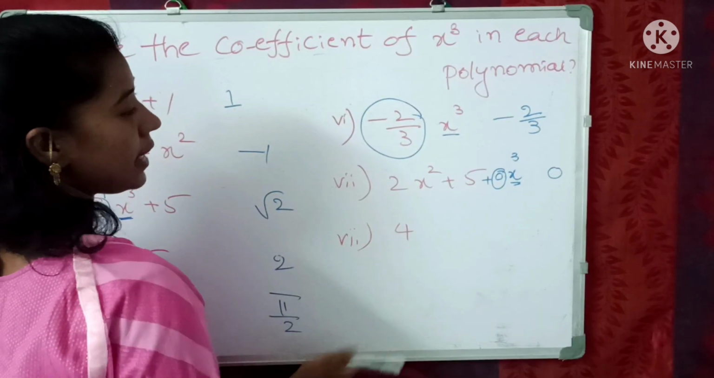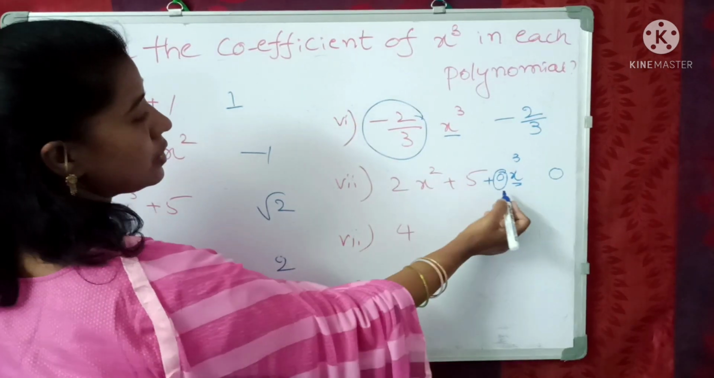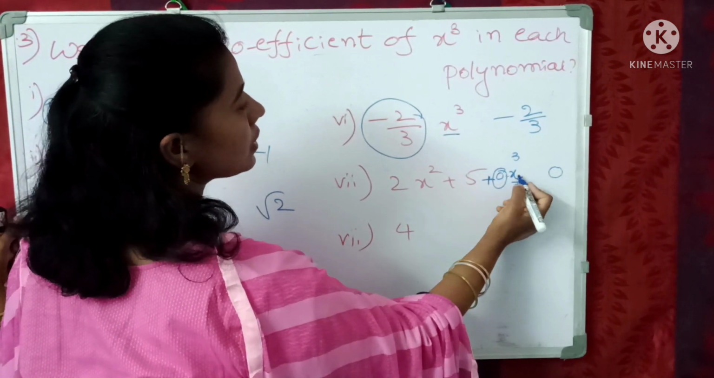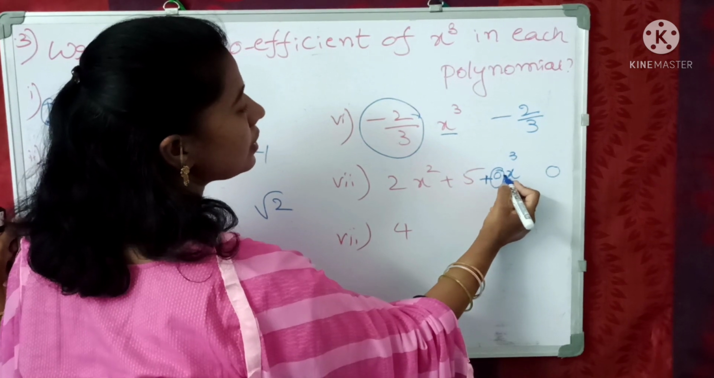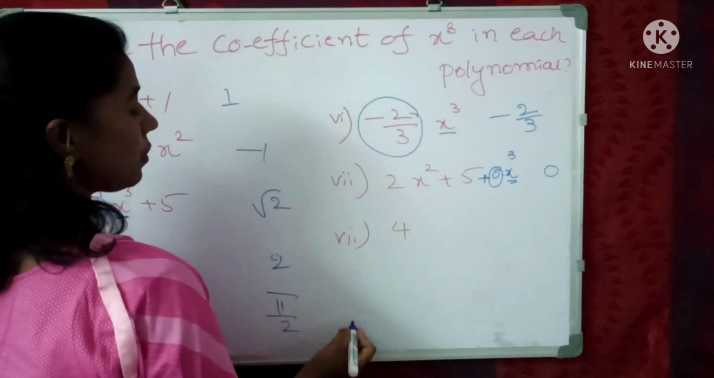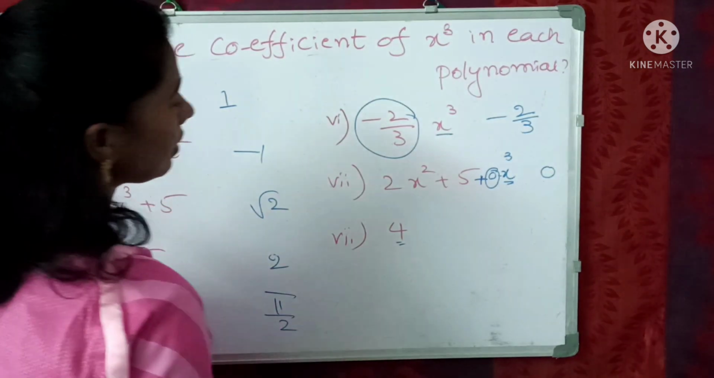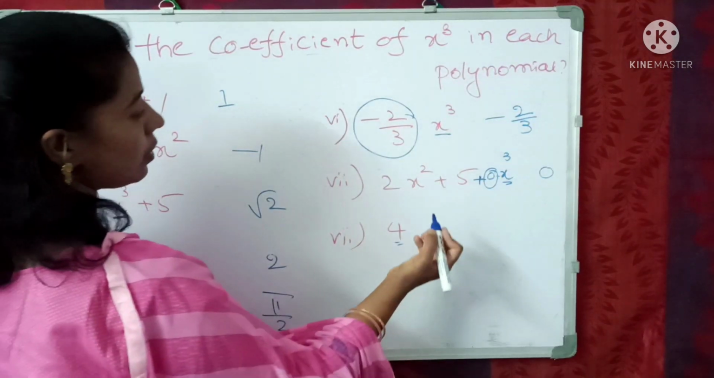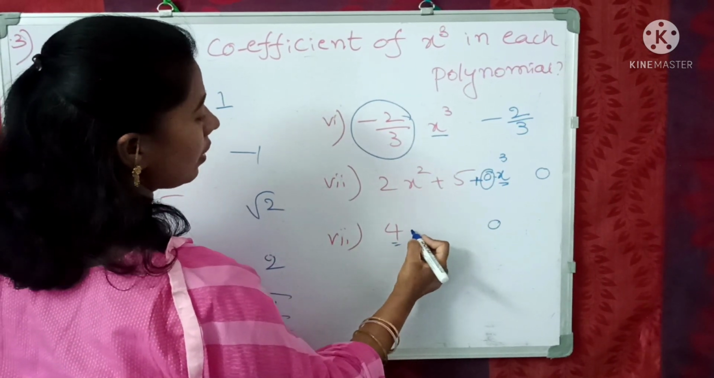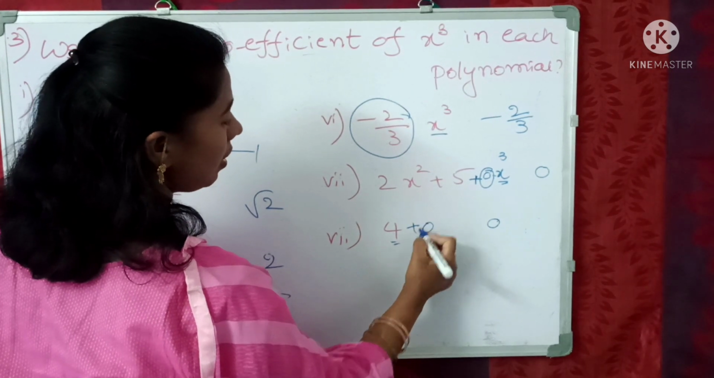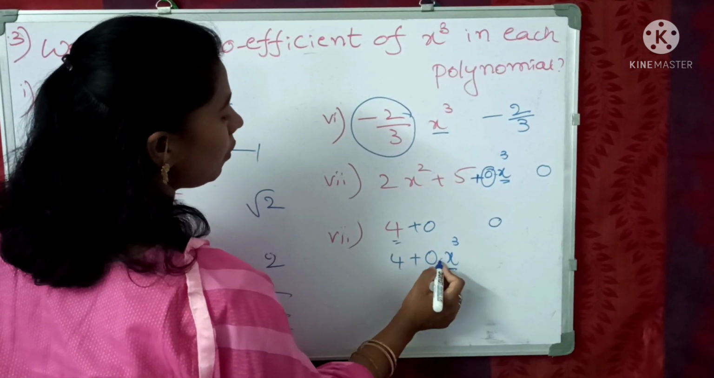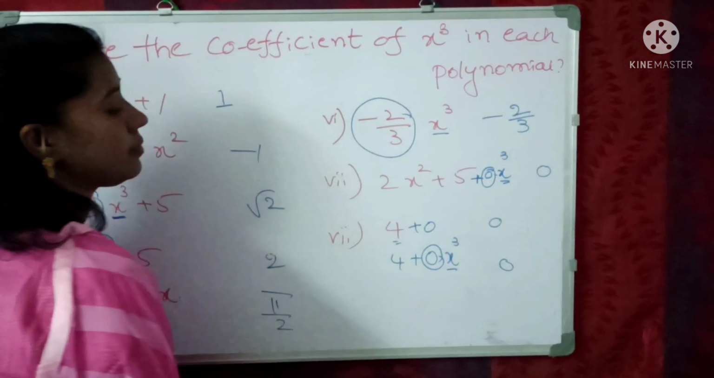Okay, are you able to understand this polynomial? There is no x cube term, so we write 0 into x cube. So 0 into x cube means 0, and 0 can be written as 0 into x cube. So the coefficient of x cube is 0. And the last one is 4. What about this one? This one also, the coefficient of x cube is 0, because 4 can be written as 4 plus 0, and 4 plus 0 can be written as 0 into x cube. So the coefficient of x cube is 0. Okay.